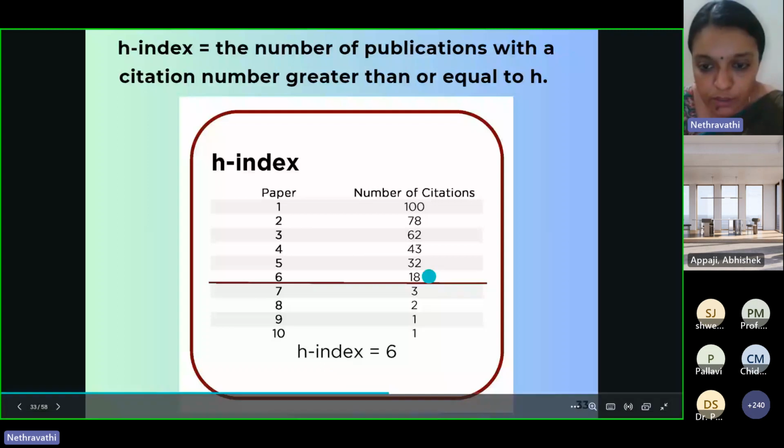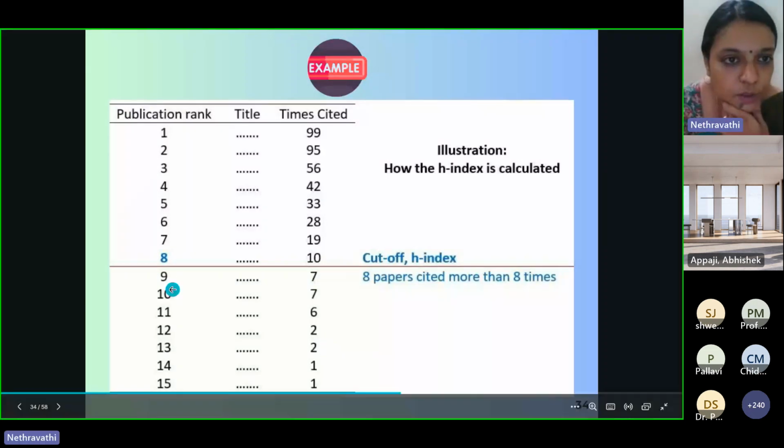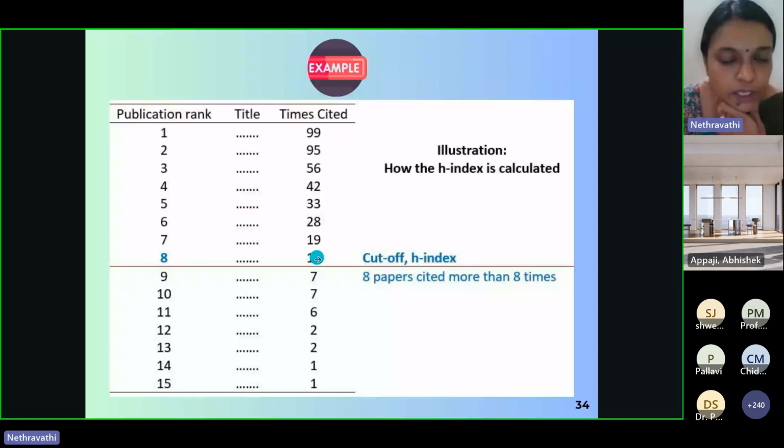I hope you followed. We'll take up some more examples. Here again, the publications are ranked and arranged according to the number of citations each has received.